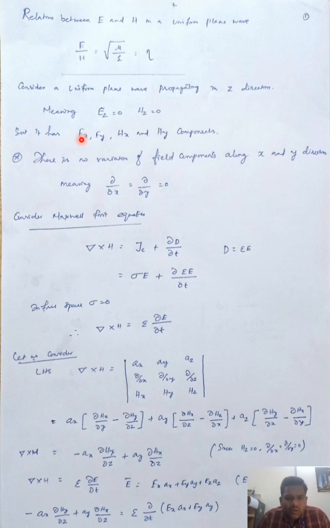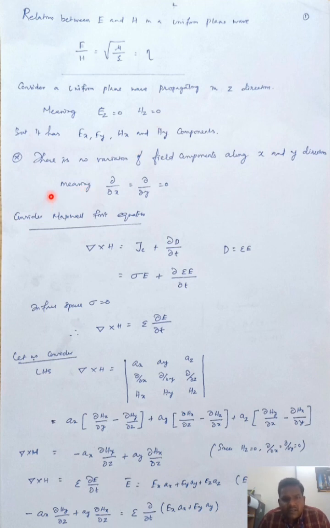We know the Cartesian coordinates x, y, z. We are constraining these uniform plane waves to propagate only in the z direction, meaning the electric and magnetic fields are perpendicular to the propagation direction, which results in Ez and Hz equal to 0. But it has other components, like the x component and y component of E. Likewise, the magnetic field x and y components are there. They are not 0. So it has Ex and Ey components and Hx and Hy components. The electric and magnetic fields along the z direction are the only ones equal to 0.